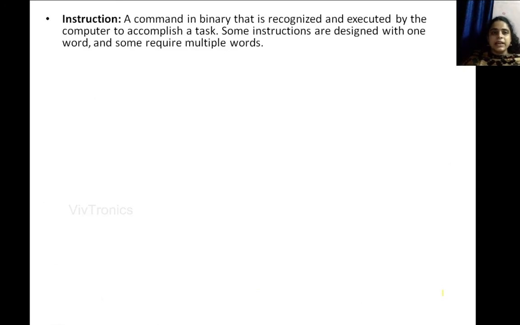Software requires a language. Instruction. So what is an instruction? A command in binary that is recognized and executed by the computer to accomplish a task. Some instructions are designed with one word and some require multiple words. So what is an instruction? It is a command in binary that is recognized and executed by the computer to accomplish a task.